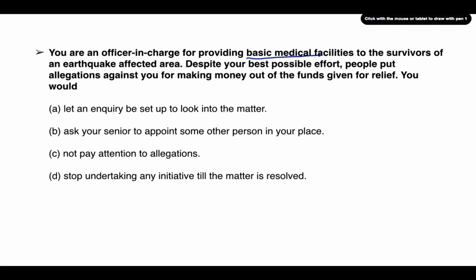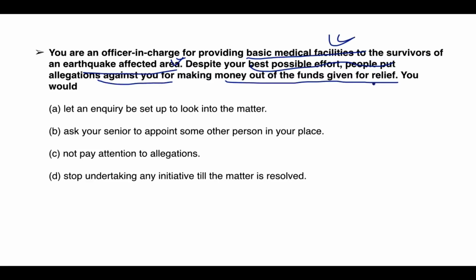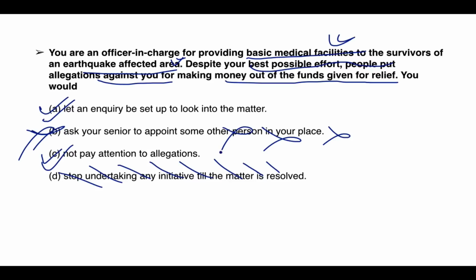You are the officer in charge for providing basic medical facilities to survivors of an earthquake affected area. Despite your best possible effort, people put allegations against you for making money out of the funds. You would let an inquiry be set up to look into the matter. Obviously, yes, an inquiry will bring out the truth. If you have not made any money, it will come out. You can't ask your senior to appoint. You can't run away from your duty. This is a wrong precedent it will set for people coming behind you. And not paying attention to the allegation is also a very very good idea. And you can't stop undertaking because obviously this is a very critical area.